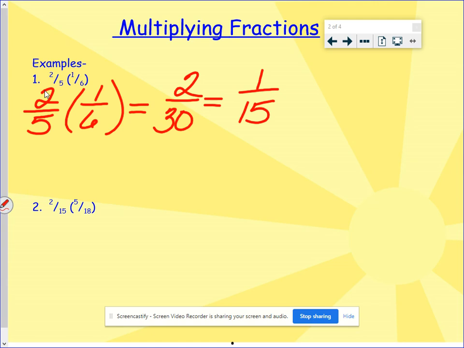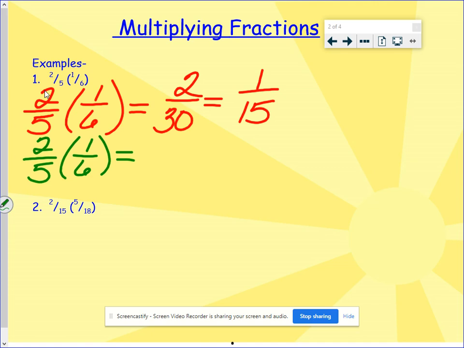But sometimes our multiplication of the numerators and the denominators is not going to be so simple like it was in this one. So there is another way to do the problem. We're going to redo problem number 1 a different way. We're going to keep the problem the same, 2/5 times 1/6. But this time, we're going to use a method called cross cancel or cross reduce.